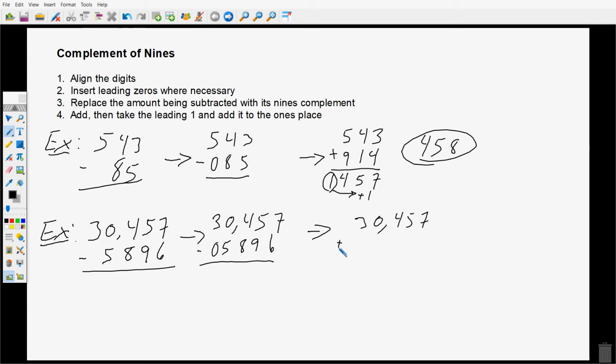So the nines complement of 0 is 9. For 5 it is 4. For 8 it is 1. For 9 plus what gives you 9? 0. And 6 plus what gives you 9? That would be 3. Then I will add these.